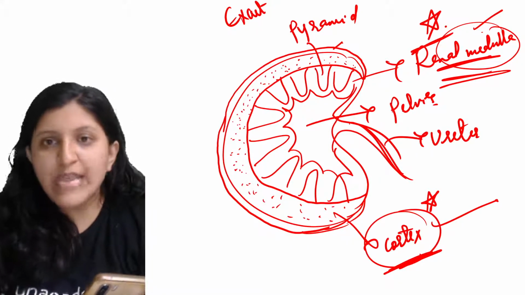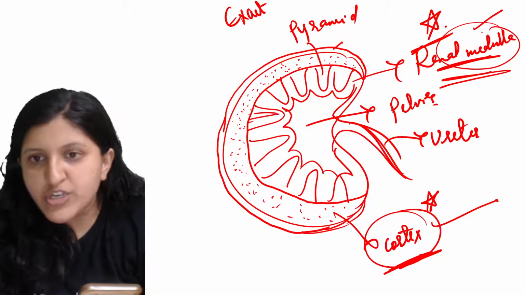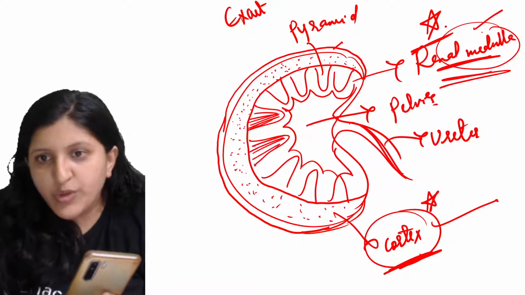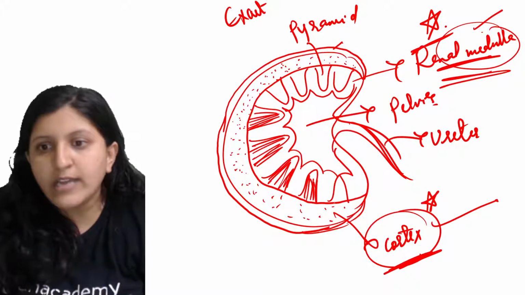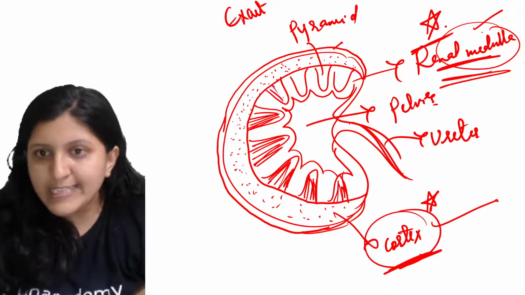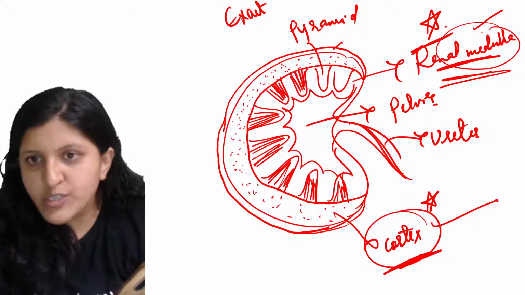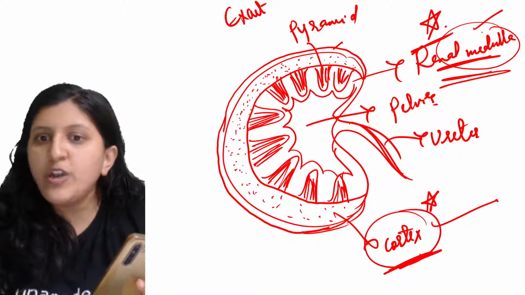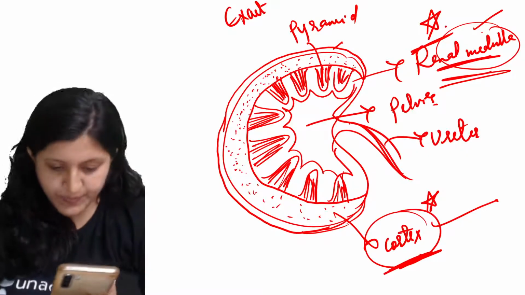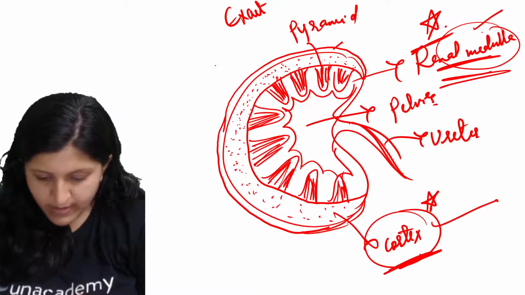For labeling, yes, you need to show striations in this. The striations indicate the collecting duct and the loop of Henle, so you need to show these striations here. Along with that, in the cortex you need to show the dotted appearance. This is important.